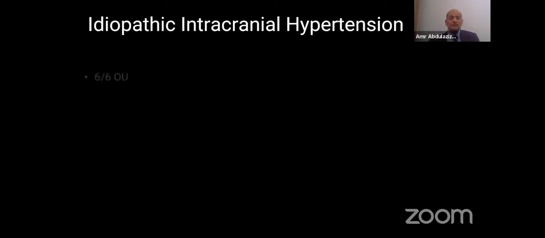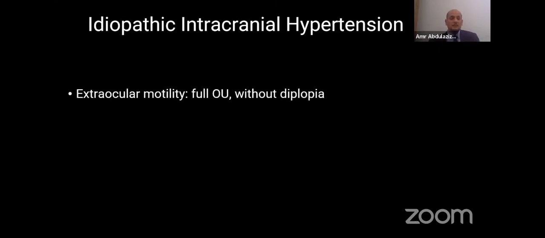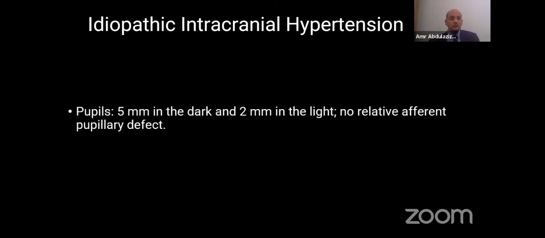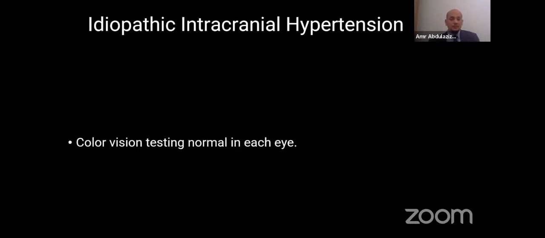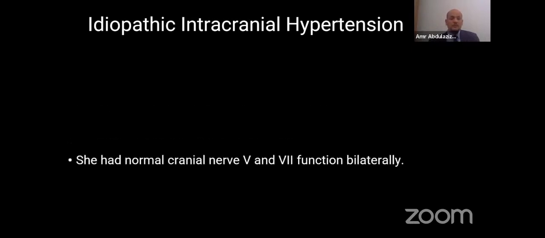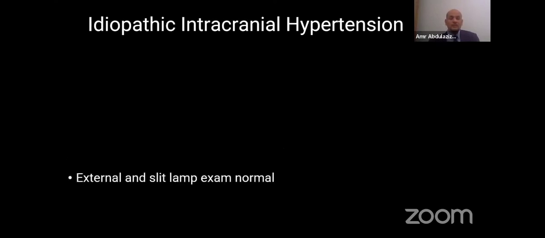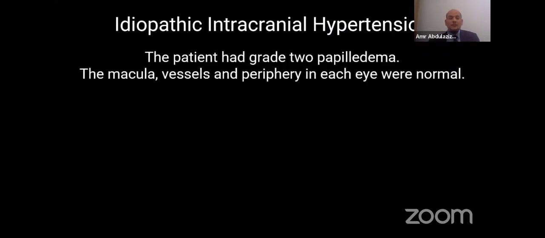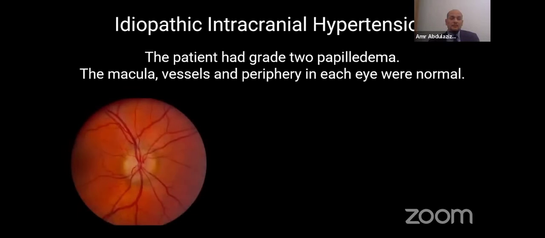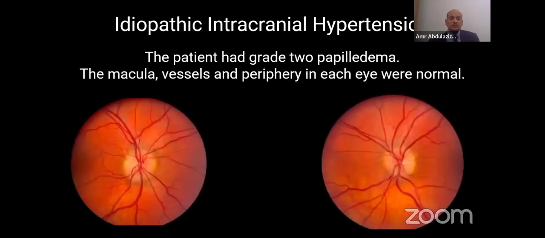On examination, visual acuity was 6/6 in both eyes. Extraocular motility was full, and pupils were normal. Color vision was normal in both eyes, and she had normal cranial nerve 5th and 7th function bilaterally. External and slit-lamp examination was normal. On fundus examination, she has grade 2 papilledema. Here we can see the picture of both optic nerves swollen with blurred disc margins and mild hyperemia.